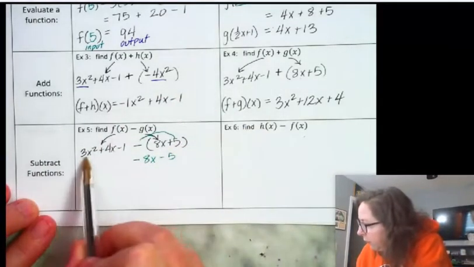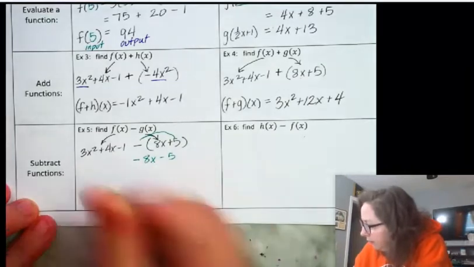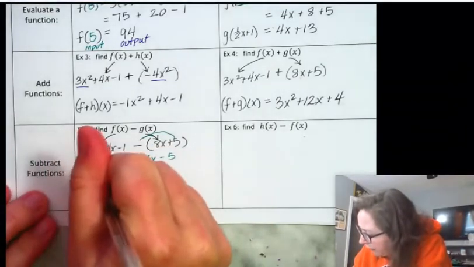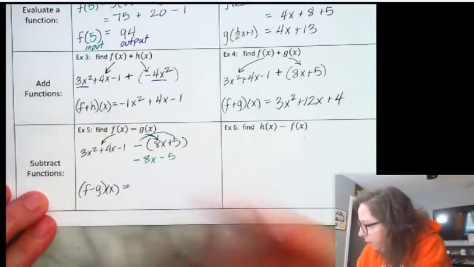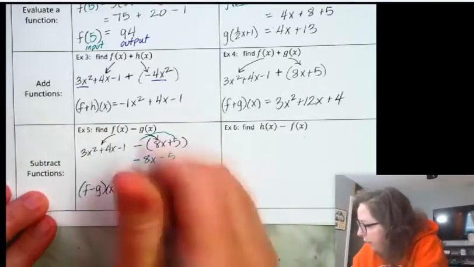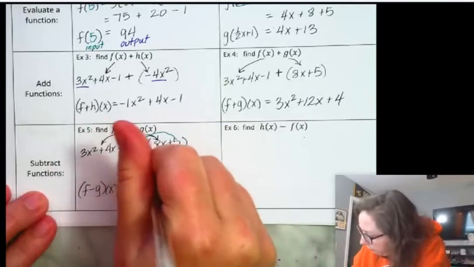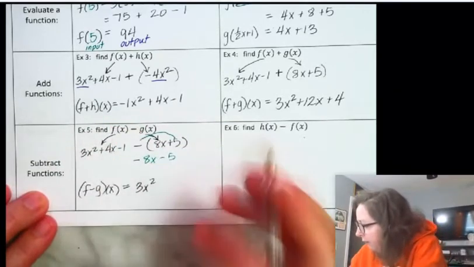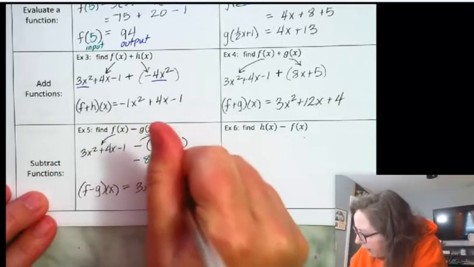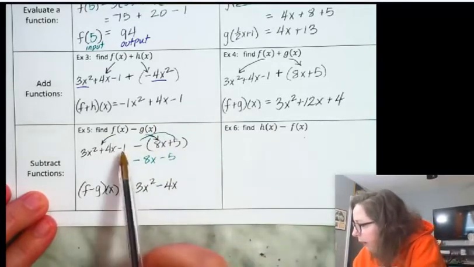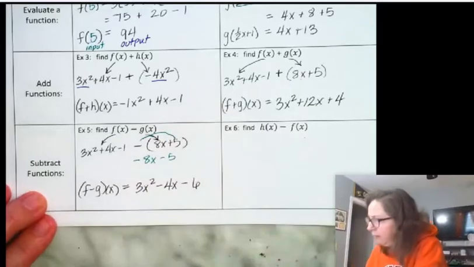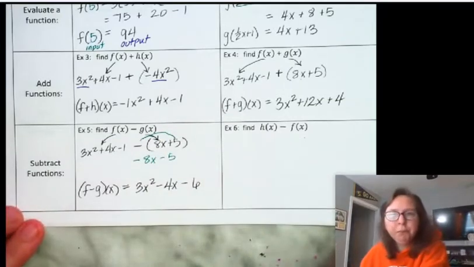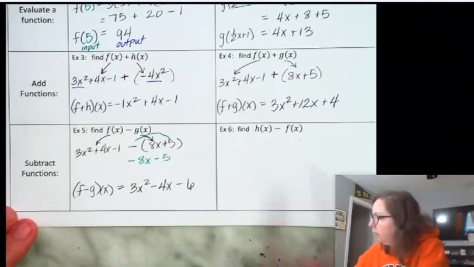And so now let's combine this with this to get f minus g of x. So 3x squared, 4x minus 8x is negative 4x, and negative 1 and negative 5 is negative 6. And that's my final answer. Okay, we're going to do another one.